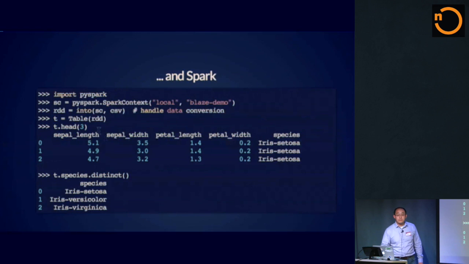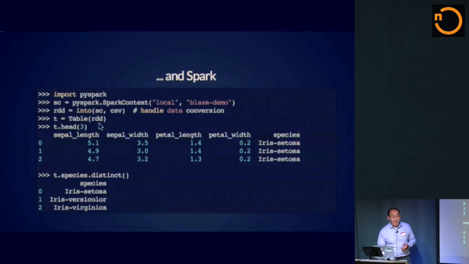And Spark, too. We use PySpark, create a Spark context. We're going to load the CSV into the Spark context. Now we have a table around this RDD. If people are not familiar with Spark, some of these terms may be unfamiliar, but RDD is Resilient Distributed Data Set, and it's how Spark manages distributed memory and distributed data.